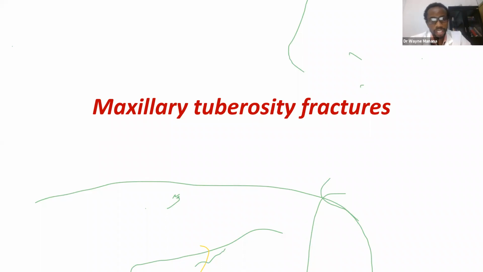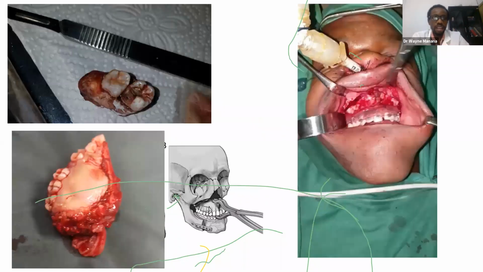However, another common disaster is a fracture of the maxillary tuberosity.